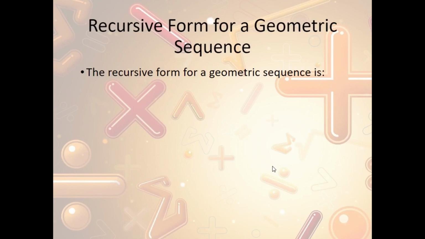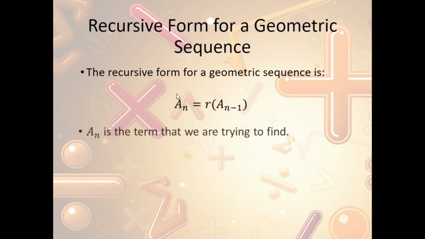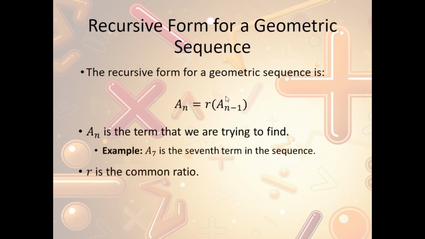Now let's take a look at the recursive form for a geometric sequence. So that follows this pattern. a sub n is equal to r times a sub n minus 1. Now, what we're really saying here is the term we're trying to find is equal to the common ratio times the previous term.